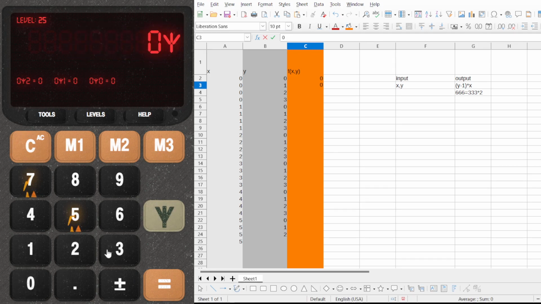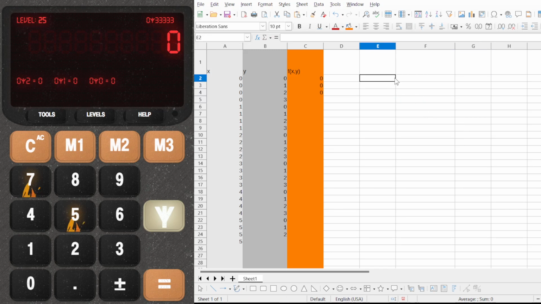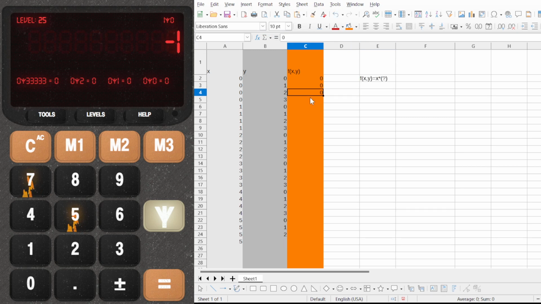One second, I want to check. Okay, so our function seems to be something f of x comma y. I'm going to delete the stuff we did last time. The assumption is that our f of x comma y equals something of the likes of x times question mark. Now let's check out the next thing. We're going to check f of 1 comma 0, which is minus 1.